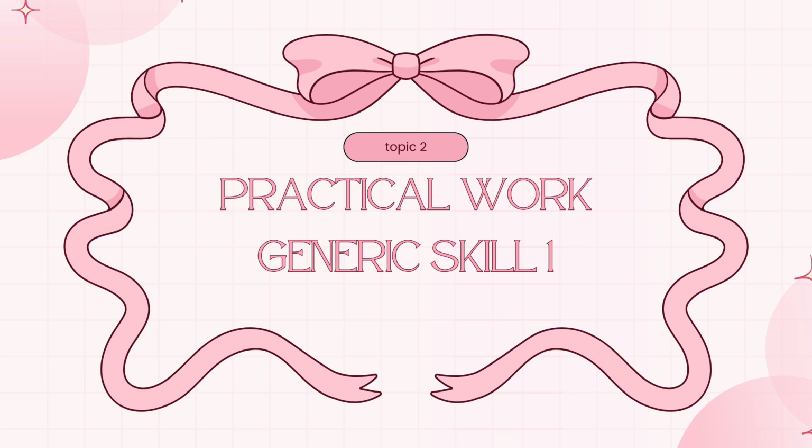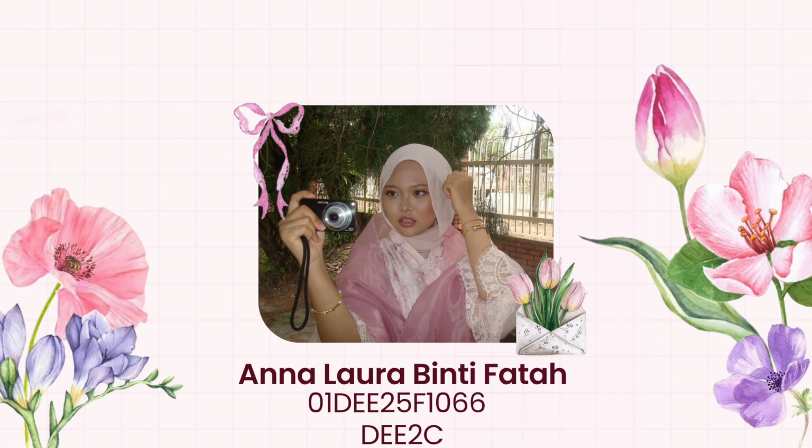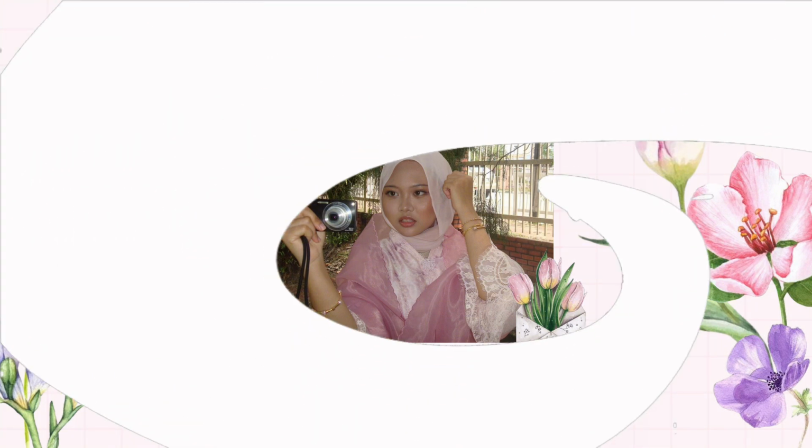Now let's get started. My name is Adelora and you can call me Anna. My matrix number is 01DEE20143 and I'm from DEE2C.